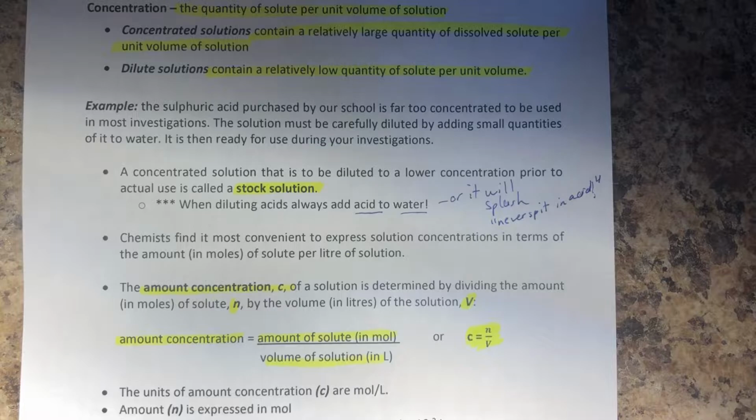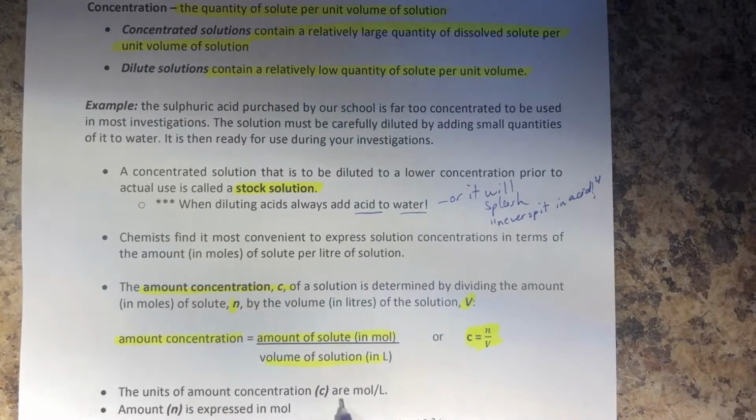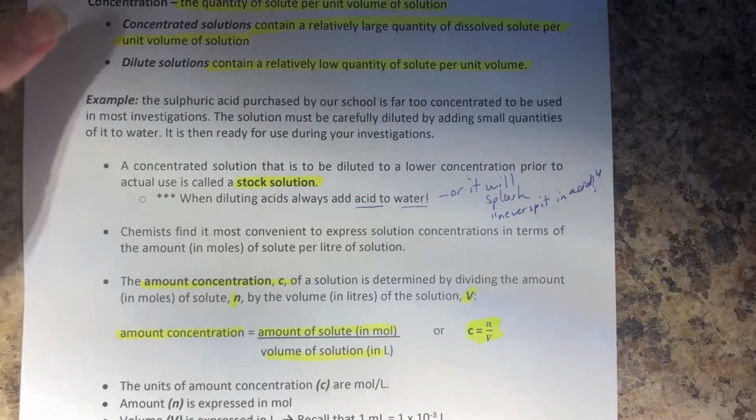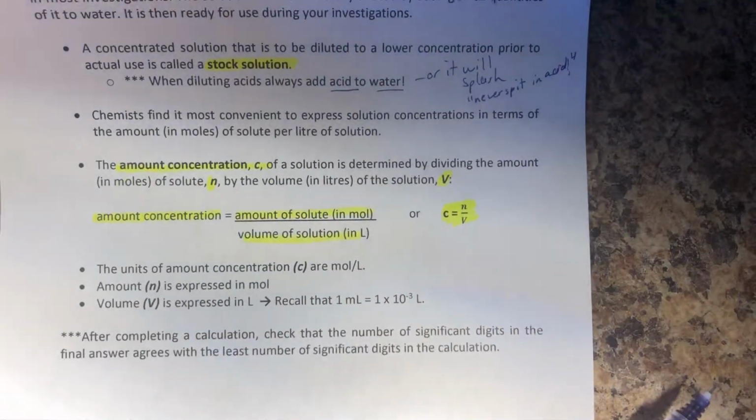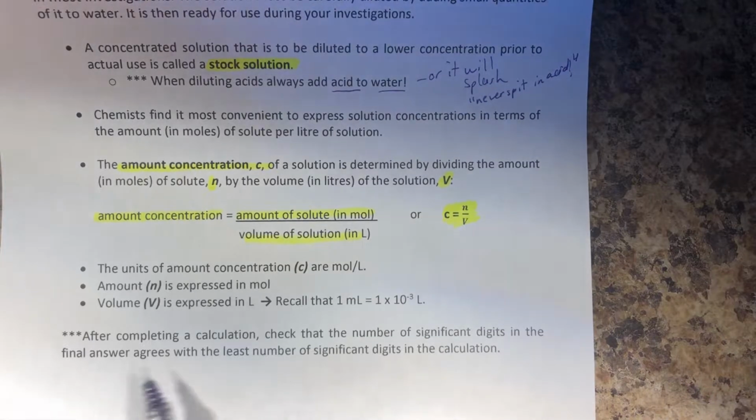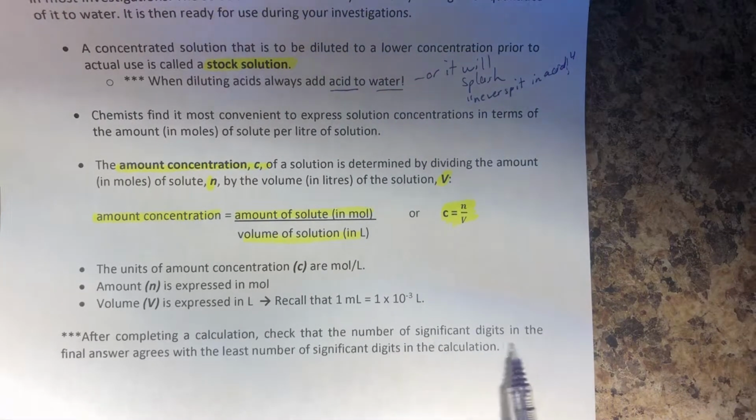So as we said previously, the unit of amount concentration is moles per liter. The amount is expressed in moles and the volume is expressed in liters. Recall that 1 milliliter equals 10 to the minus 3 liters. Once you're done your calculation, check that the number of significant digits in the final answer agrees with the least number of significant digits in the calculation, because we are generally multiplying and dividing. So that is the rule for multiplication and division, least amount of significant digits.